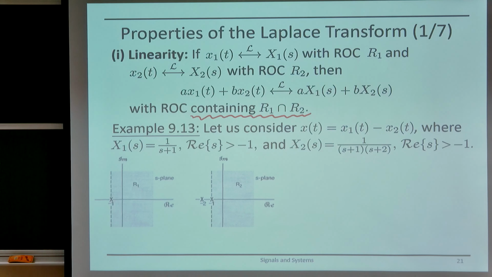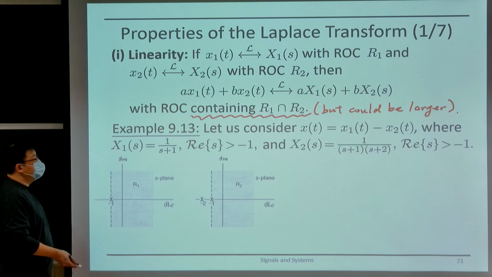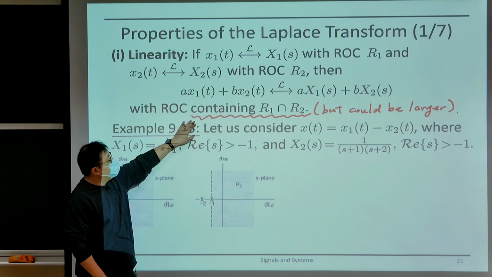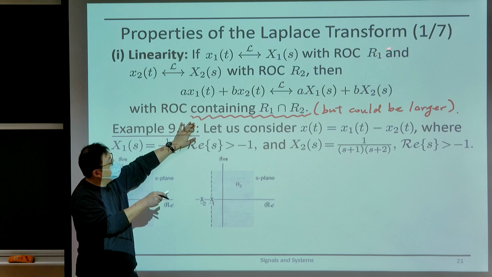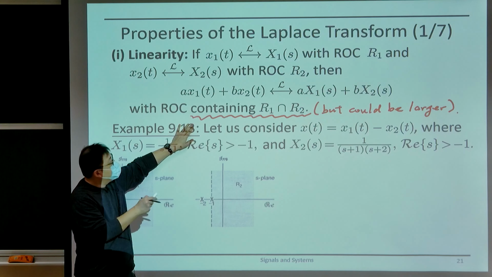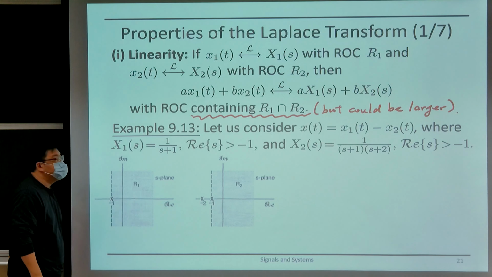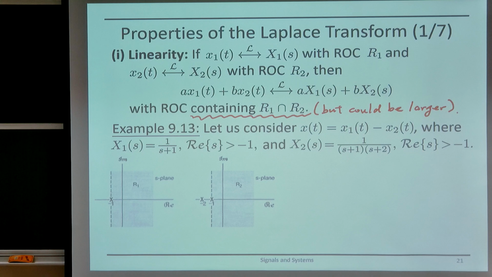But the thing here is that it can actually be larger. In certain cases, it can potentially be larger. Whether or not it can be larger really depends case by case on the problem you have. But in general, it should always contain the intersection of R1 and R2. And this is simply based on the fact that both of these transforms should hold. All right, now let's look at an example.